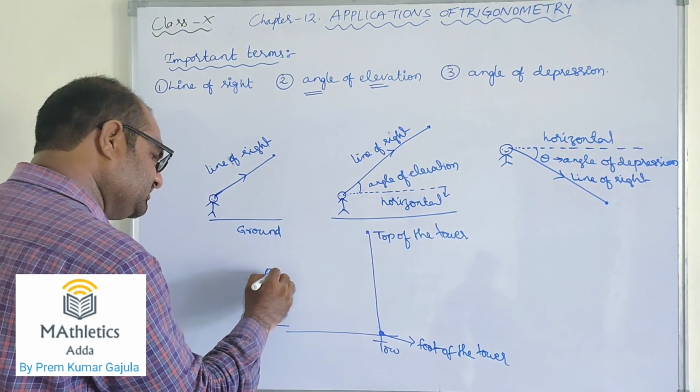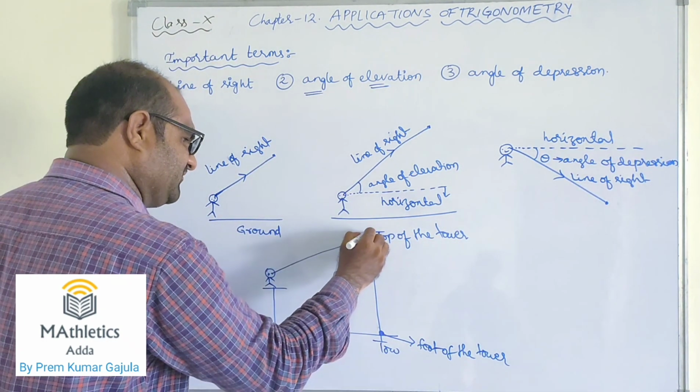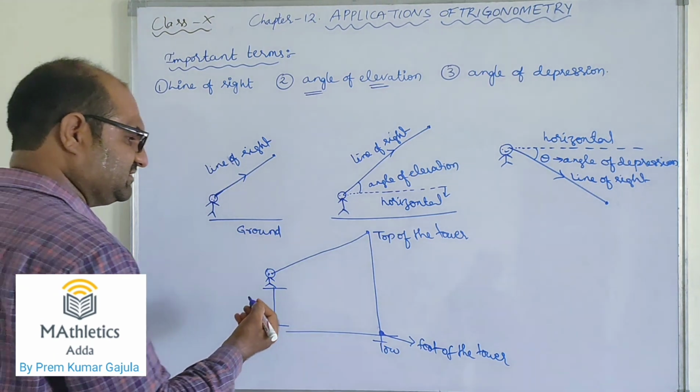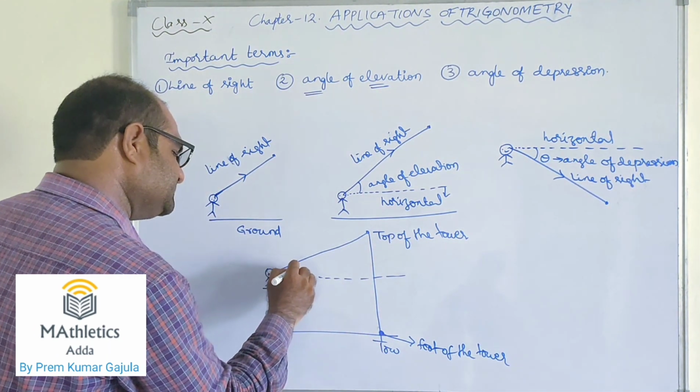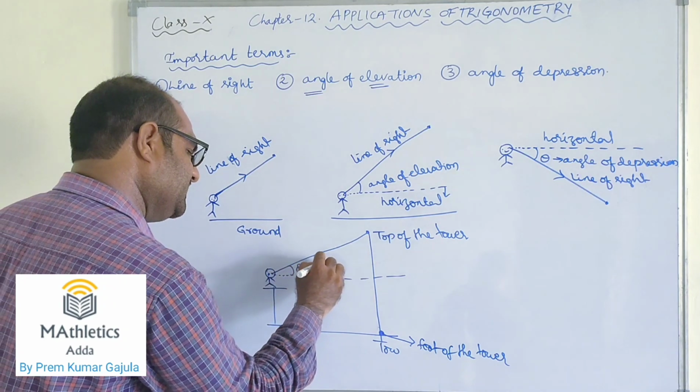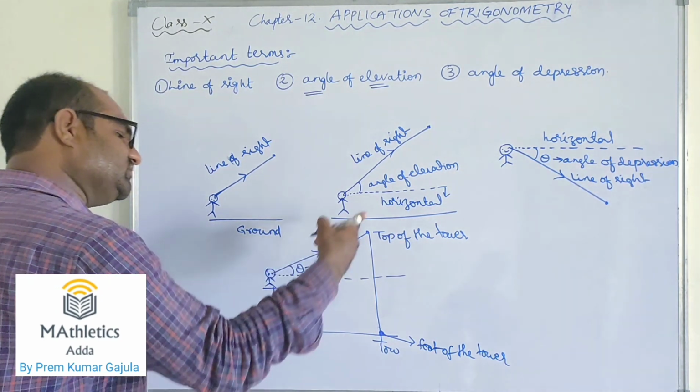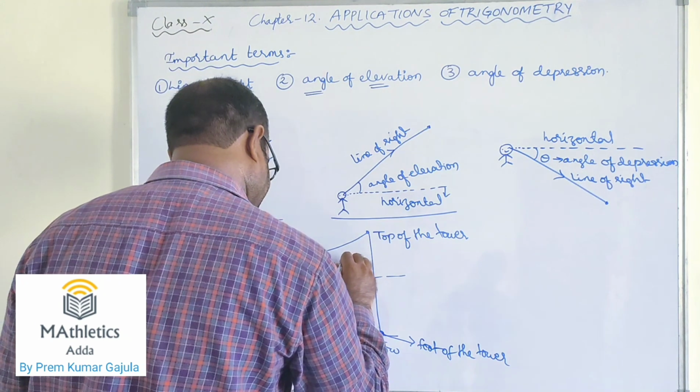If the observer is looking at the top of the tower, then we say that if you draw a horizontal line, then this angle is said to be what? Angle of elevation. Why? Because he is looking in the upward direction.